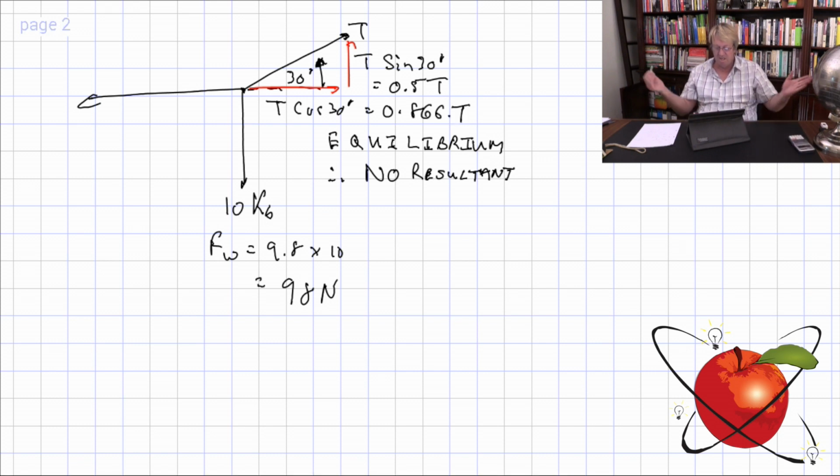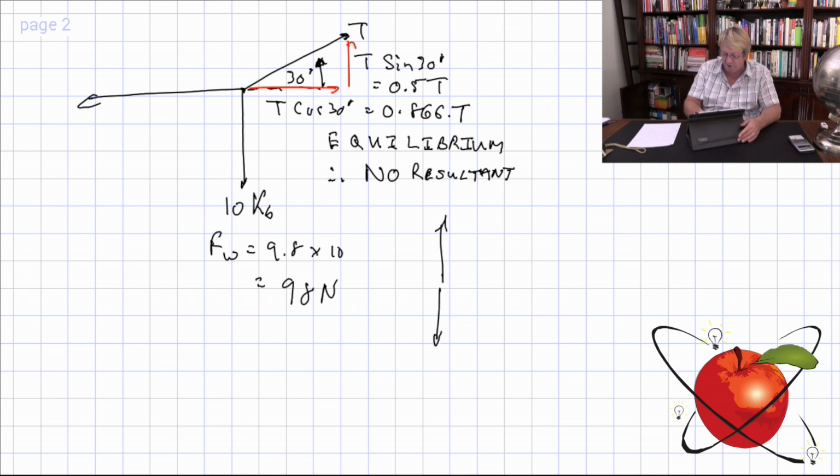Now, they tell us it's in equilibrium. So what are they saying? They are saying that the total forces up must equal down, and the forces to the right must equal the forces to the left. That's what we're saying. Now let's have a look. What are our forces up? Now let's introduce the sign. Let us just say going up is positive and down is negative.